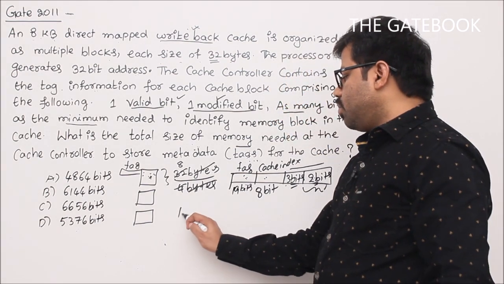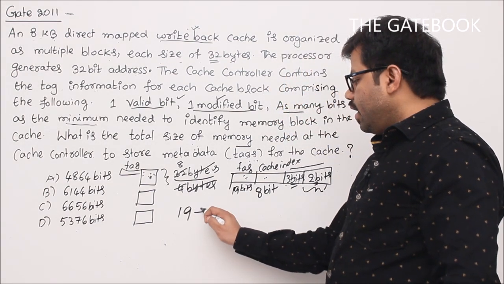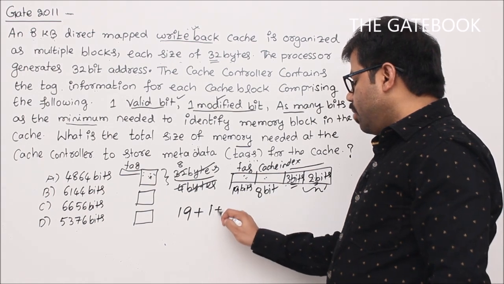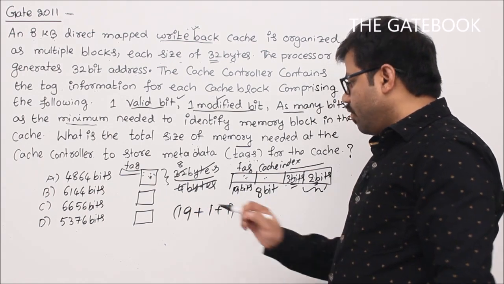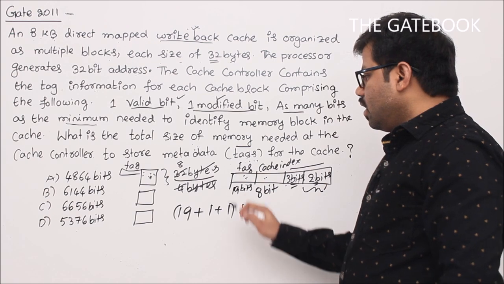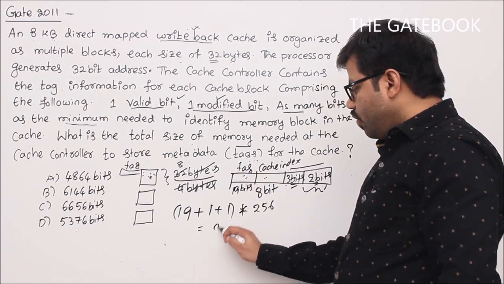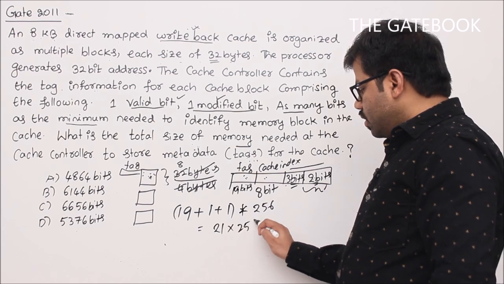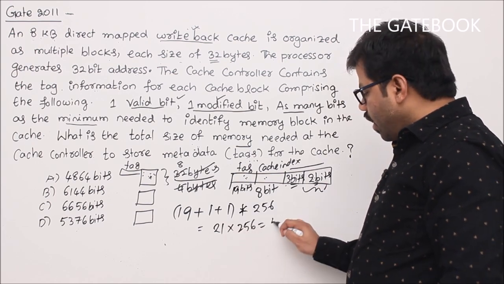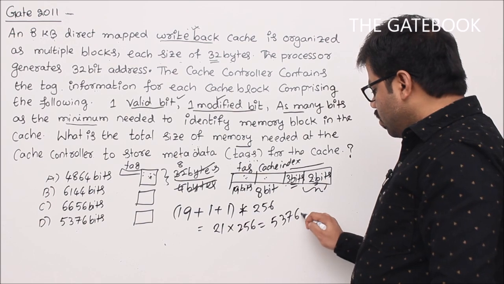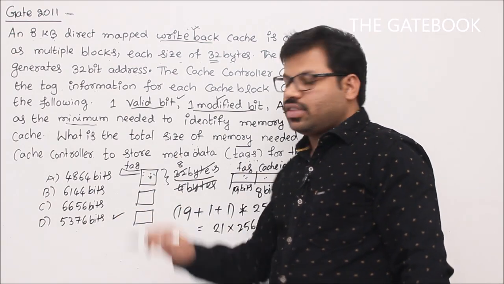In that particular cache block, the metadata is 19 tag bits, 1 valid bit, 1 modified bit, so 21, into how many such cache blocks we have? 256. So if I simplify it, 21 into 256, you get 5376. You just try it out. So that's why option D is the right choice.